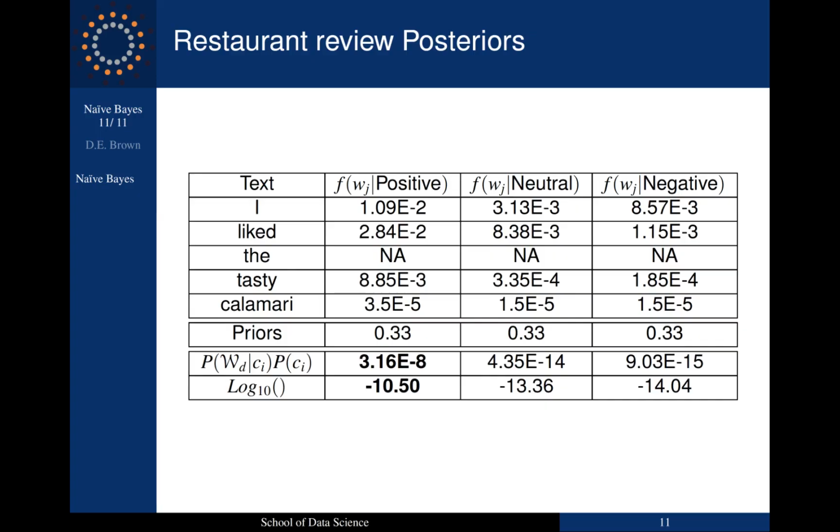We also took a log of it because these numbers get extraordinarily small. That's the thing about naive Bayes: this multiplication makes these numbers very, very small, so it's typical that we work with a log. And it makes it very clear that this is likely to be a positive review. When you read it, I like the tasty calamari, that seems to be a positive review. So it's not surprising that it came out the way it did.